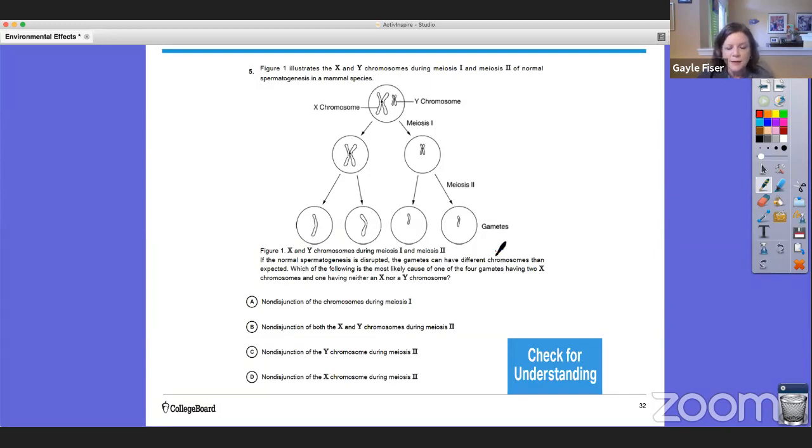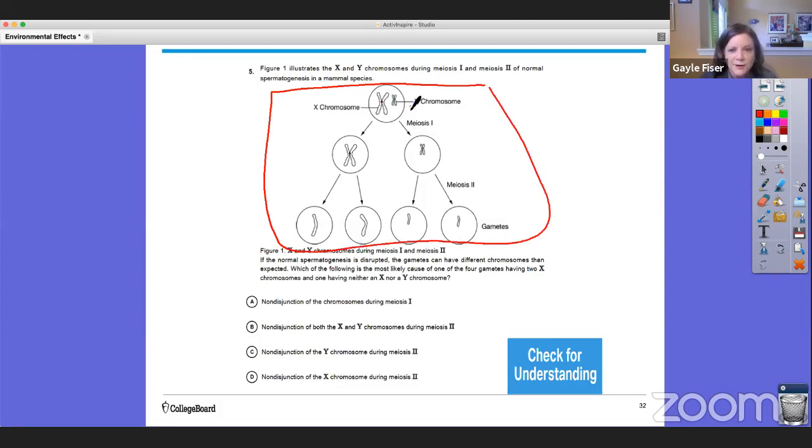Okay, so this was a lesson to myself to practice what I preach today. Look at this diagram and then read. What we have here is an X and a Y, and they separate in meiosis 1, that's good. And then they go into 4 daughter cells at the end, each haploid.